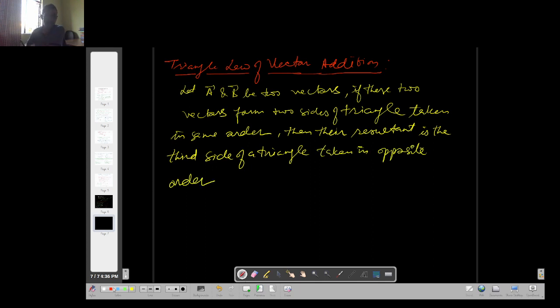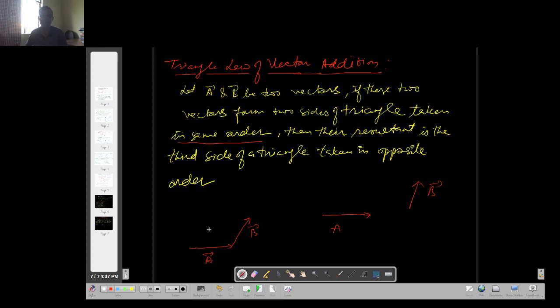Let me explain it. First of all, let me talk about what is the meaning of taken in same order. Consider a vector A and say there is another vector B. Let me redraw these two. A vector, and we bring another B vector such that its tail touches the head of vector A. That is the meaning of taken in same order. It goes this way, right?